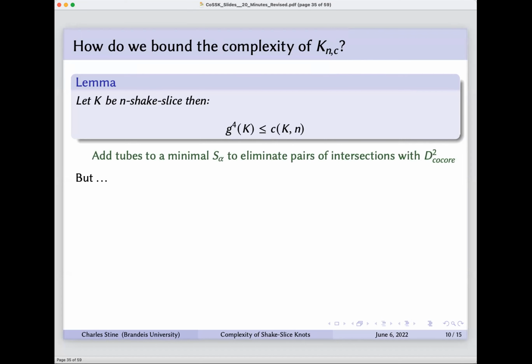And the argument is essentially just that if you have a minimal sphere S alpha, you can add tubes to it to eliminate pairs of intersections with the co-core, two by two.